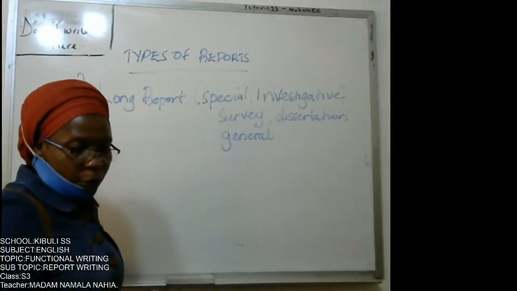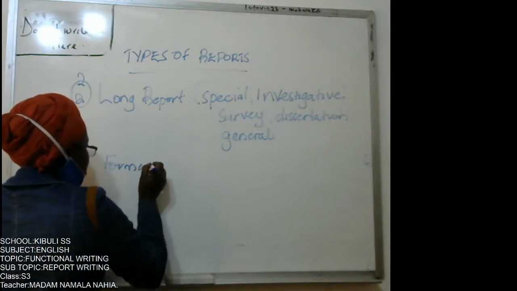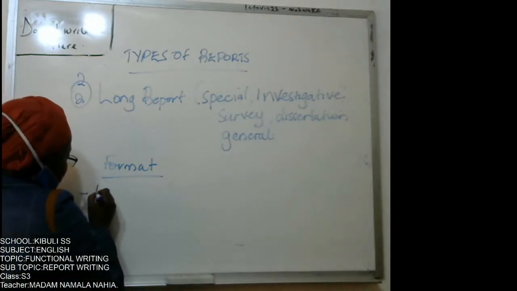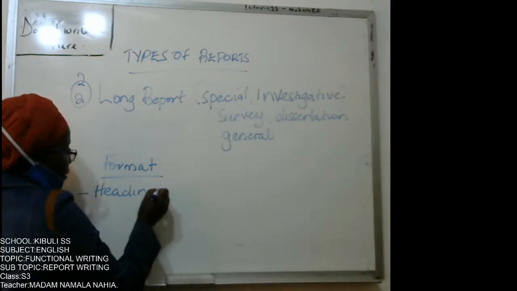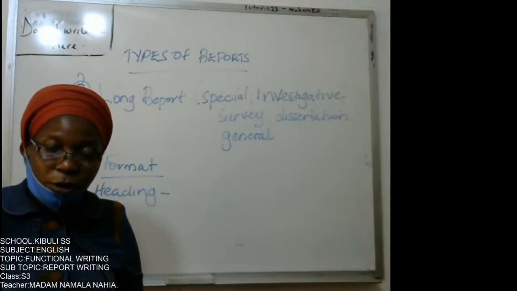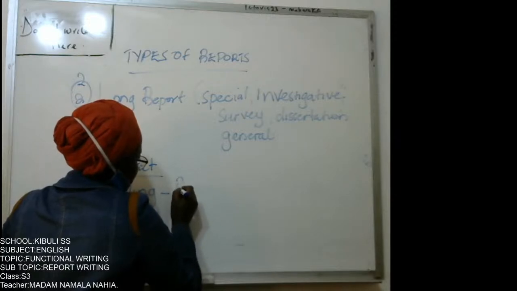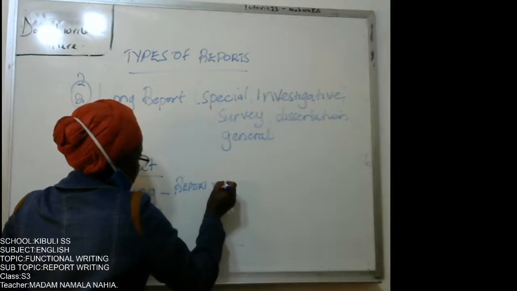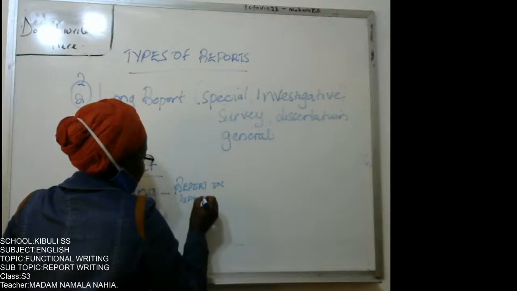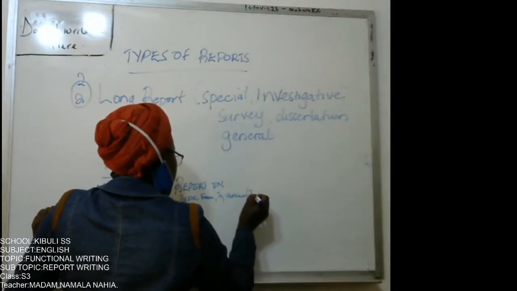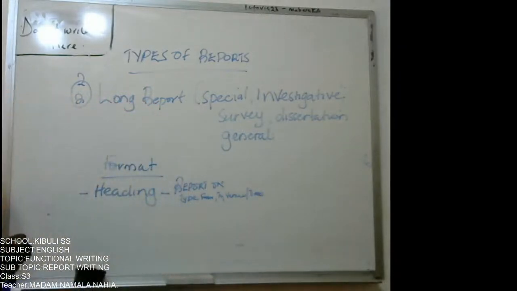So a long report, when you look at its format, we want to see the difference as far as the long report is concerned vis-a-vis the short report. With the long report, just like other features under functional writing, we begin with the heading. The heading in the long report does not in any way differ from the heading that we have looked at when we are looking at the short report. It will also begin with a report on, and it will also give us type, to, from, menu, and time. So the heading takes just the same aspects like we have seen in the short report.